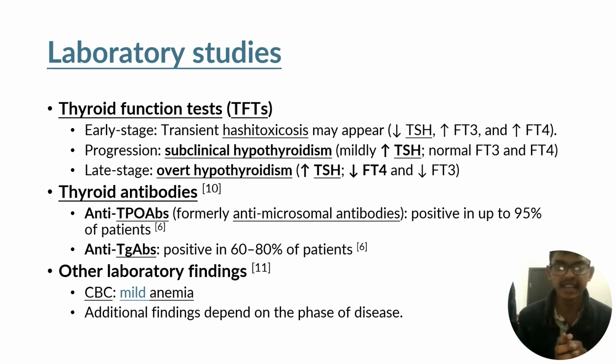And in the late stage, what will happen? There will be overt hypothyroidism. This is characterized by increased TSH and decreased FT4 and FT3. The best method to diagnose this Hashimoto thyroiditis is the anti-TPO and anti-TG antibodies.